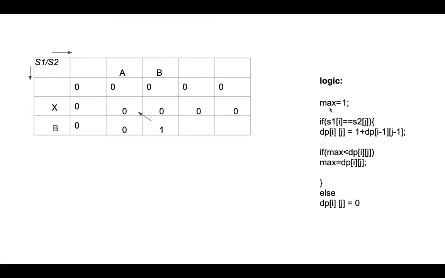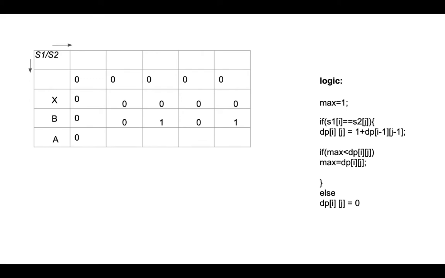Now compare b with another character, which is a. There is no match. Fill the block with 0. Now compare b with the next character, which is b. Yes, there is a match. Take the diagonal element, add 1 to it and fill the block. So max value is already equal to 1, so the condition is false. Now we need not update the max pointer. So now move to the next iteration.